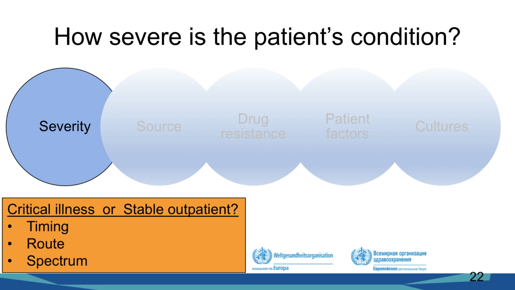So first, how severe is this patient's condition? Critically ill patients require quick decision-making and timely administration of potentially life-saving antimicrobials. For those in septic shock, delayed antimicrobials are associated with increased mortality. Critically ill patients also require rapid achievement of adequate serum and end-organ drug levels, which determines the route by which you prescribe antimicrobials. Critically ill patients may also require an empiric antimicrobial regimen with an expanded spectrum of activity to include coverage against relevant resistant organisms.